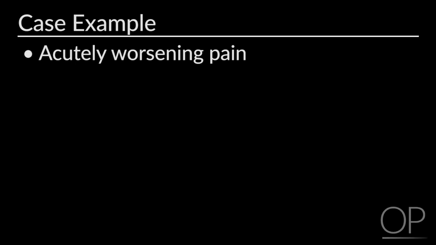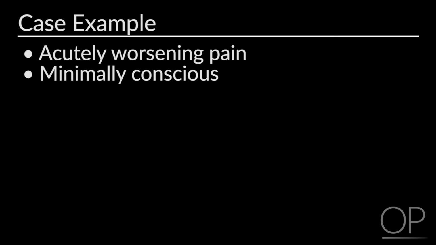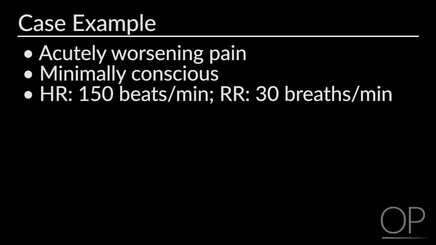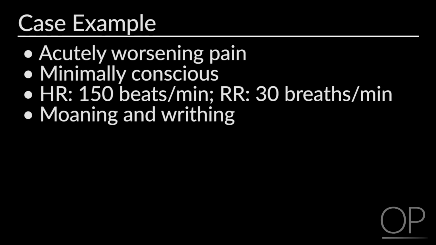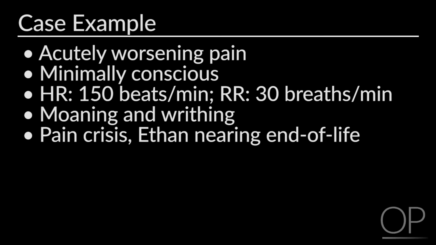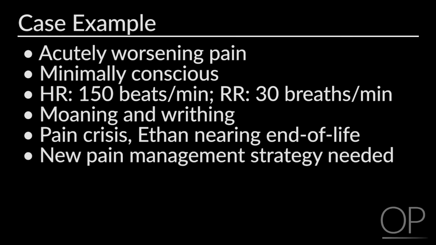You're called to his home one evening for acutely worsening pain. You assess Ethan and you find him minimally conscious. His heart rate is elevated at 150 and his respiratory rate is elevated at 30, and he's moaning and writhing. This is a true pain crisis, and you recognize that Ethan is at the very end of his life, probably in the last days to hours of his life, and so you need to come up with a new strategy to treat this breakthrough pain at this time.